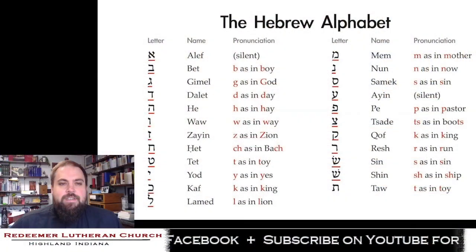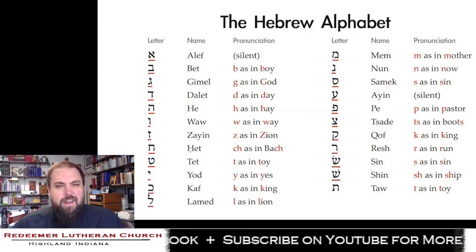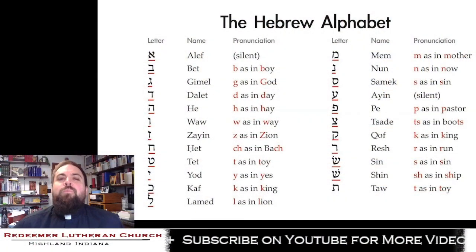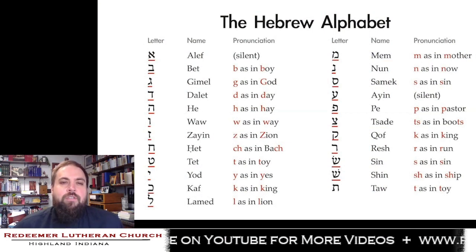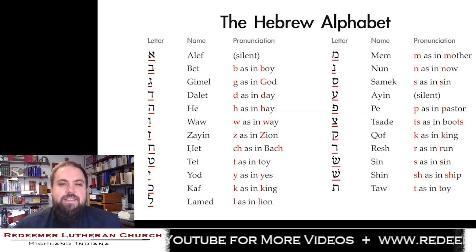We are continuing our study of Psalm 119. We are on verses 105 through 128, hoping to get through three new letters: Nun, Samech, and Ayin. You can see them over here in the right-hand column. So we have the Nun as an N sound, and then the Samech as one of the S sounds.